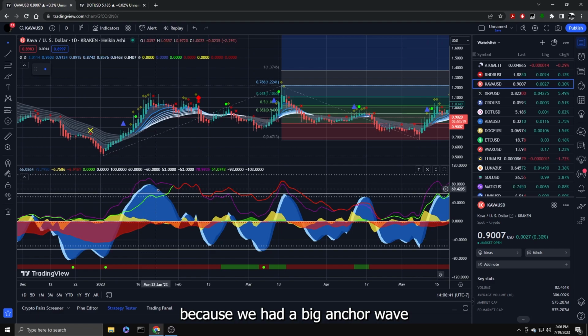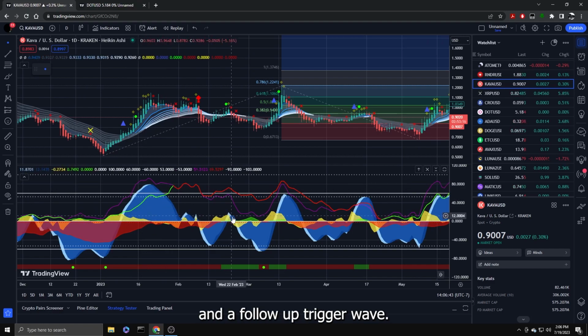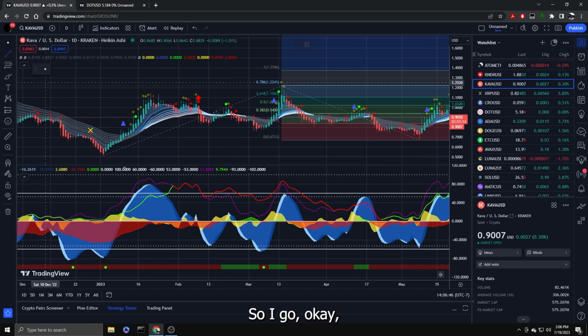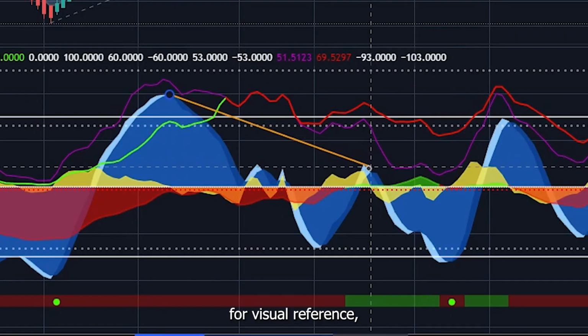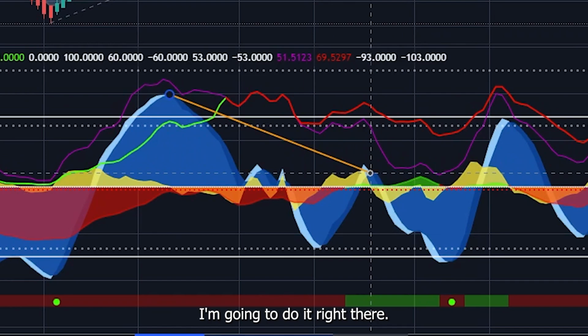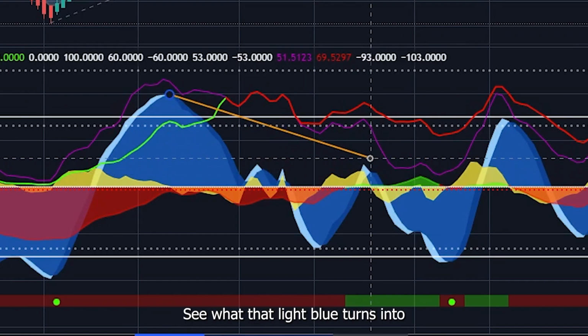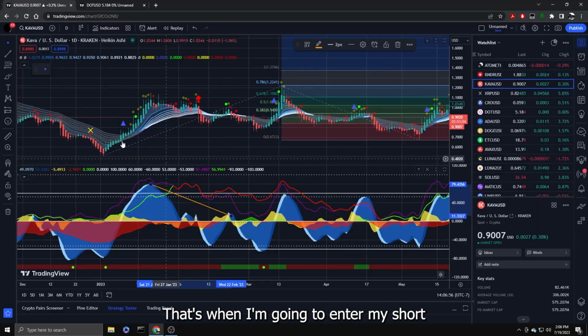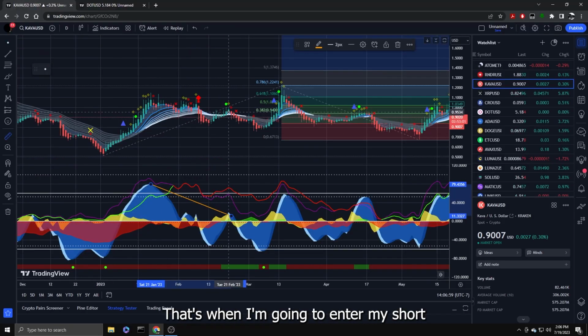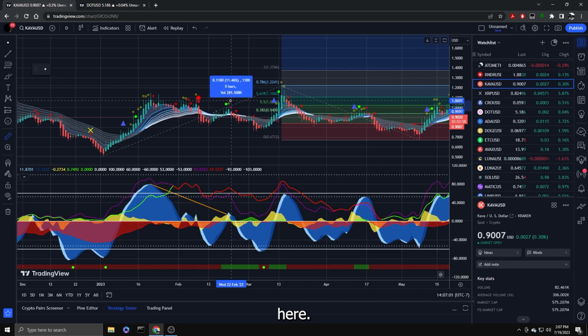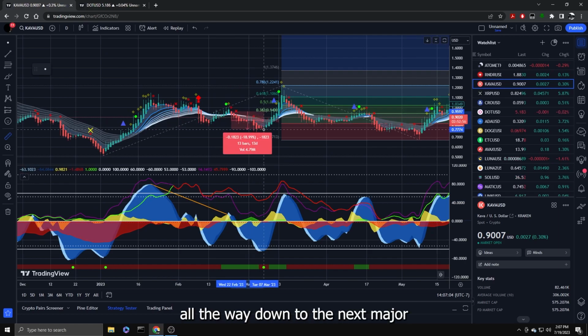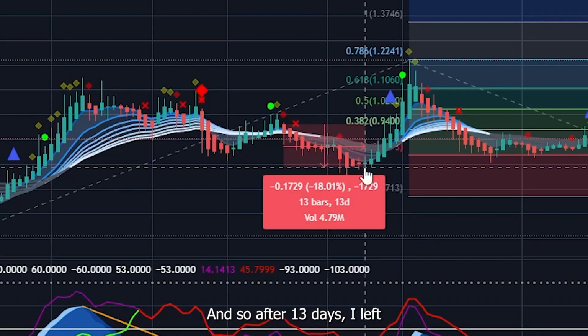Because we had a big anchor wave, and a follow-up trigger wave. So I go, okay. For visual reference, I'm going to do it right there. See where that light blue turns into dark blue? Right there. That's when I'm going to enter my short here. And I rode that momentum all the way down to the next major wave when the light blue turned into dark blue. That signifies a trend change. And so after 13 days, boop, I left, and I took 18% profit on that short.